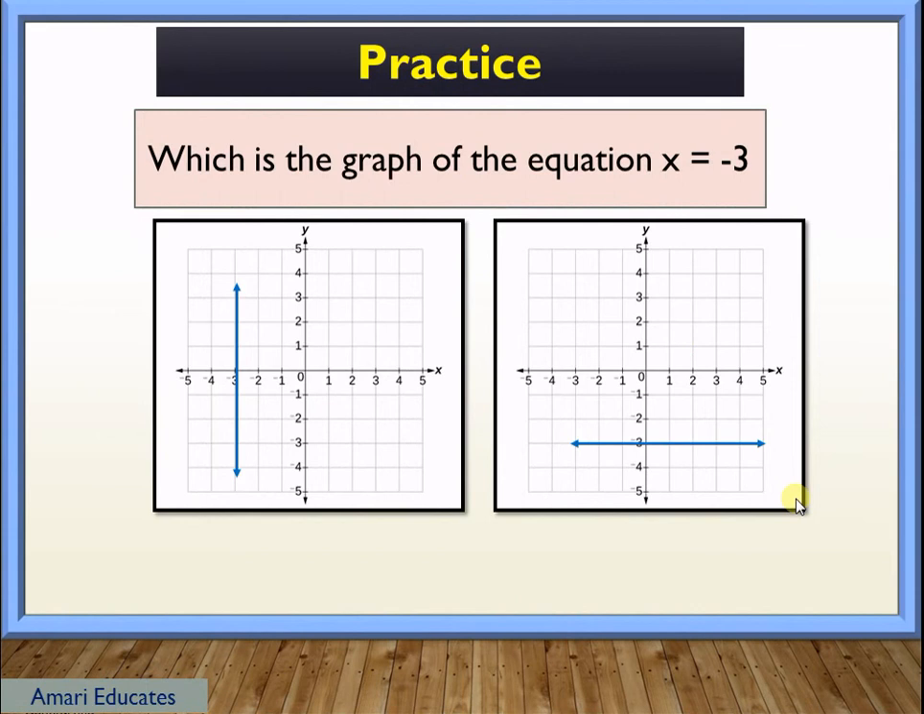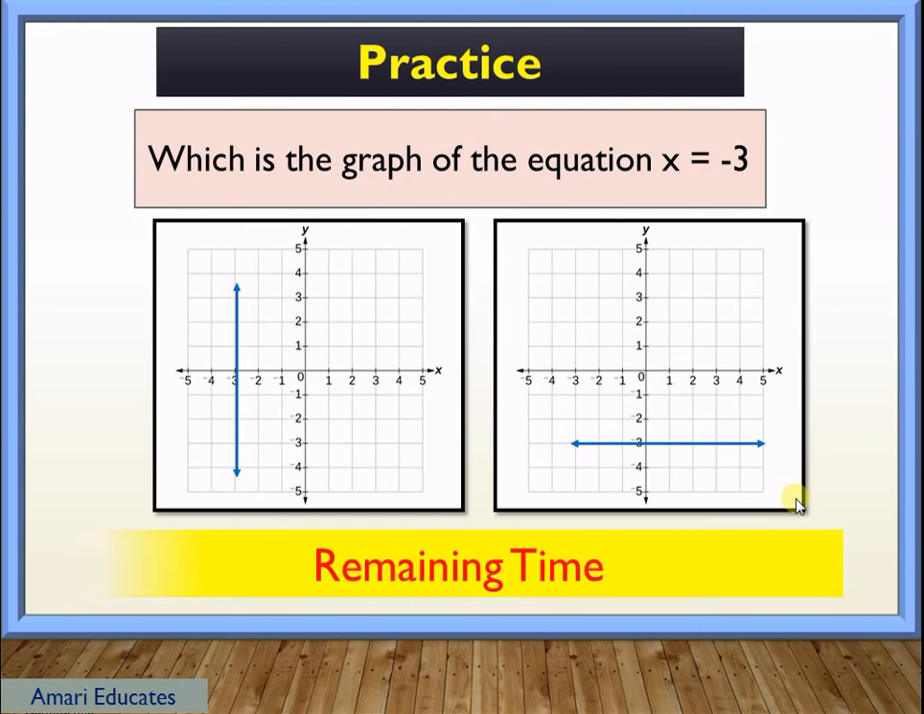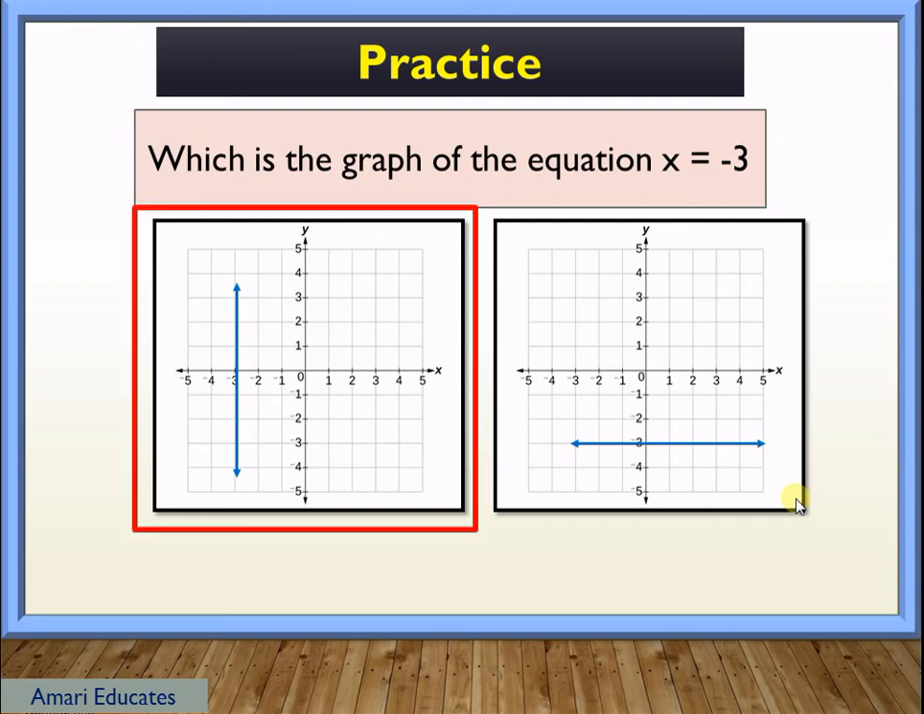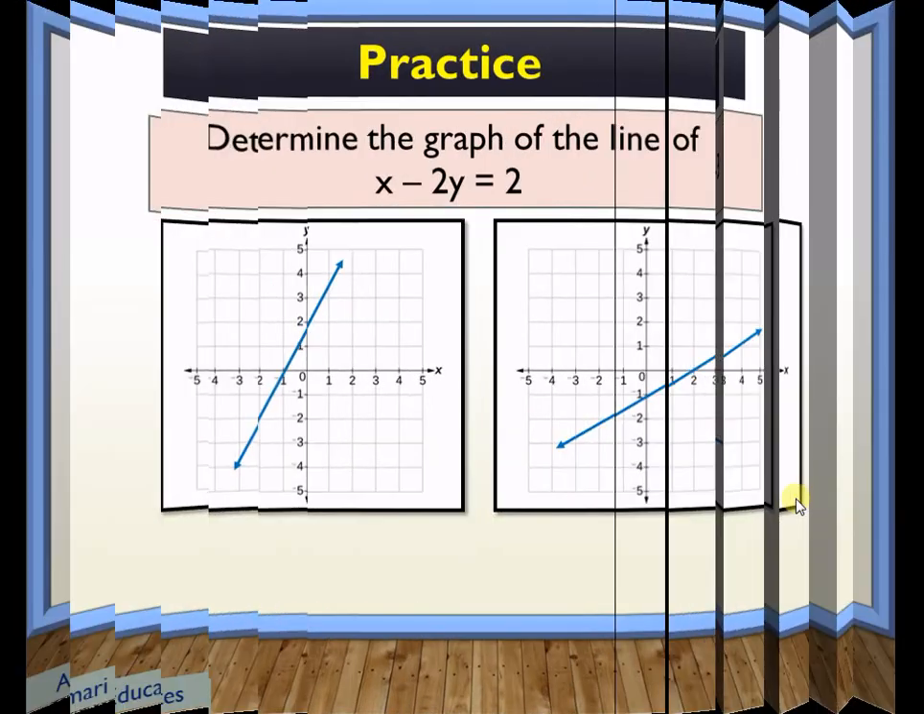Okay? Let's have the second one. Which is the graph of the equation x is equal to negative 3? Let's start the time. Time is up. And the correct answer is the first graph. Okay? Next, let's have another practice.